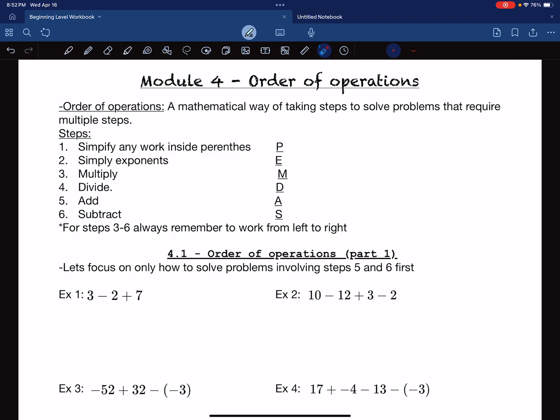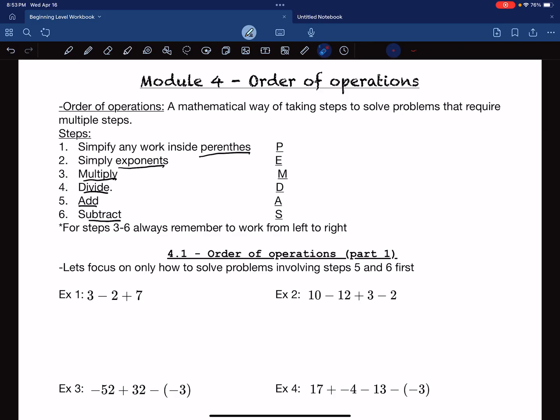So with that being said, here there's an acronym. It's called PEMDAS. That might sound very familiar to a lot of us. So essentially, P in this acronym stands for parentheses. And then E stands for exponents. And M stands for multiply. D stands for divide. A stands for add. And S stands for subtract.